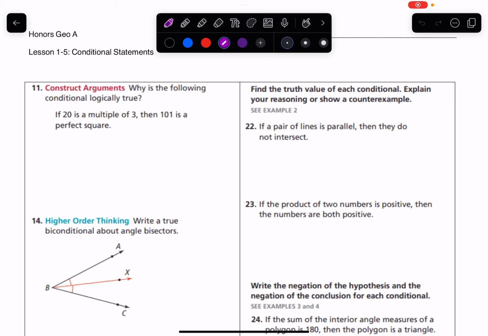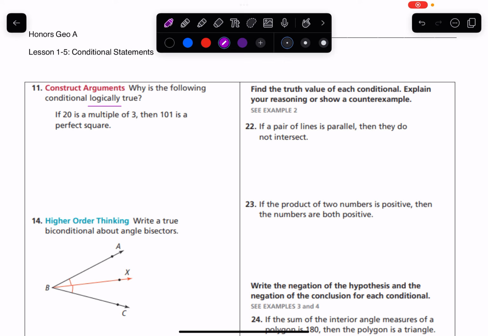So we'll start here with number 11. This has a lot of writing on this particular worksheet because it's a lot of conditionals and talking about why things are true and why things are false. So for this one, why is the following condition logically true? And logically does a lot of work in this sentence. If 20 is a multiple of 3, then 101 is a perfect square.